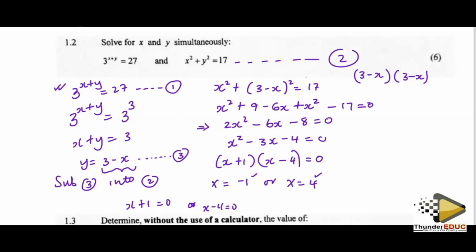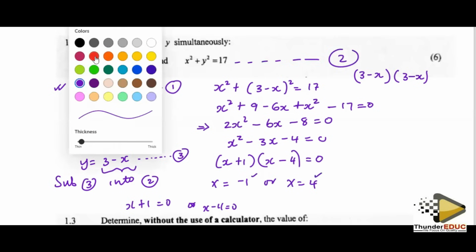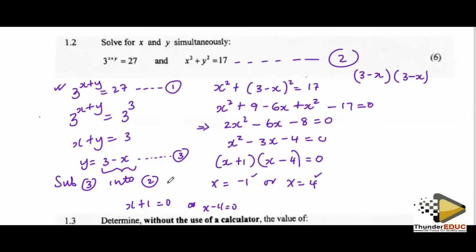Then I need to substitute or replace those x values into my equation number 3 to get the y. So which means my first y is going to be 3 minus 1, which gives me a 4. And then if I use x as a 4, that's going to be 3 minus 4, which is negative 1. So at this point, y is a 4, or at this point, y is also negative 1. So I've solved that, and that's how I'll get all the 6 marks.